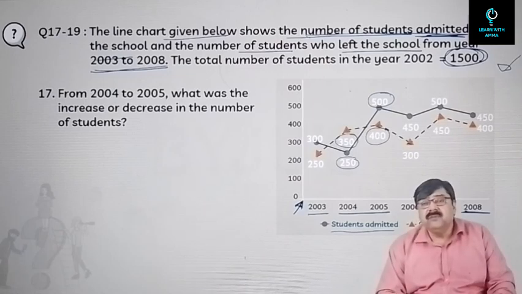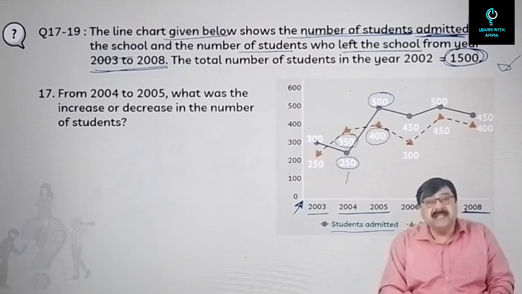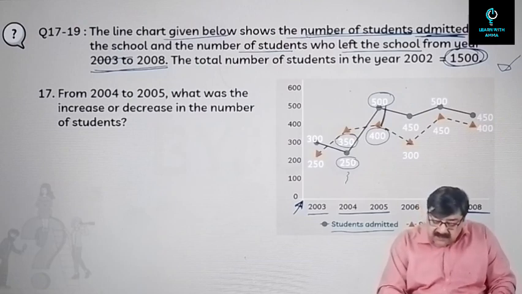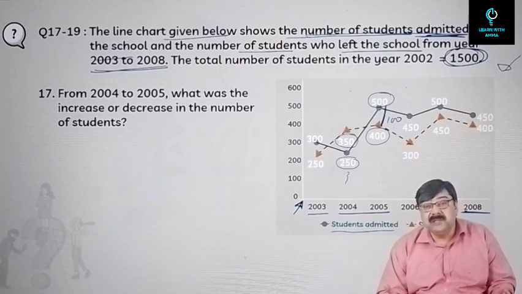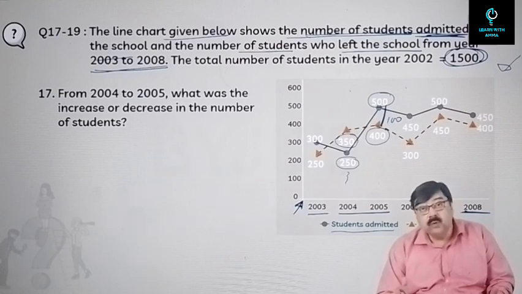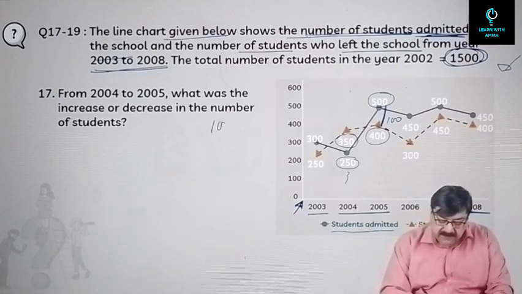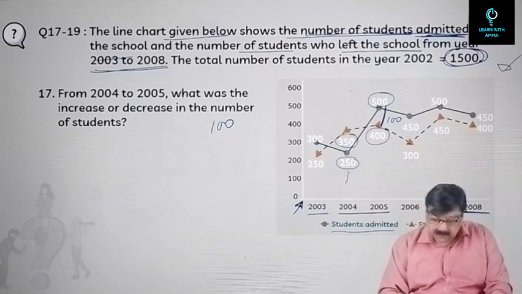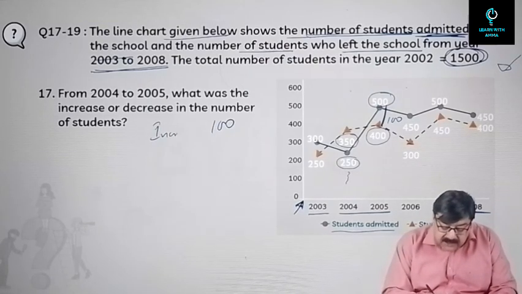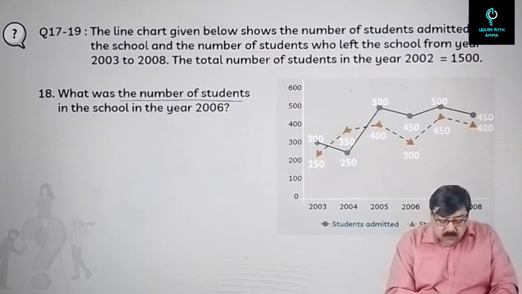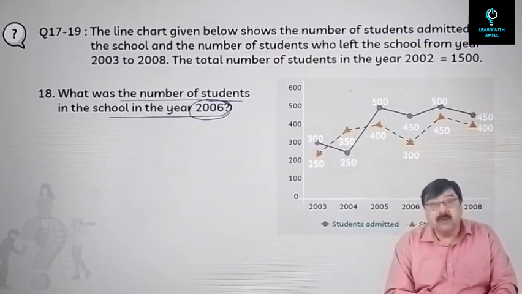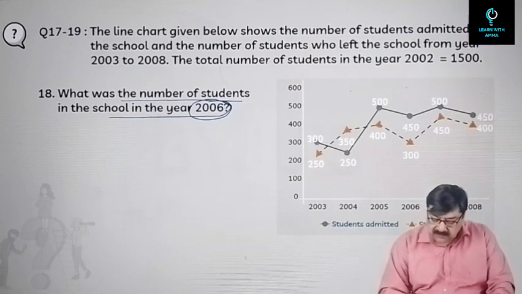So from 2004, whatever may be the number of students here, the difference of 100 which is given here is the actual increase in the number of students from 2004 to 2005. So simply we get 100 here as the answer, and that too an increase of 100 students. Now what was the number of students in the school in the year 2006? So you have to start from the start.